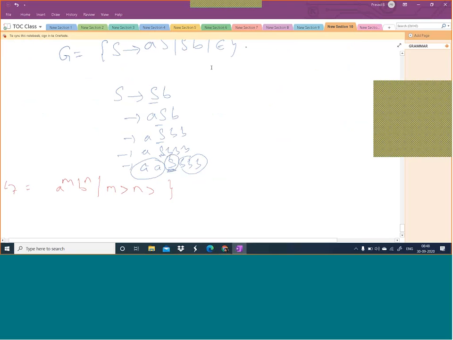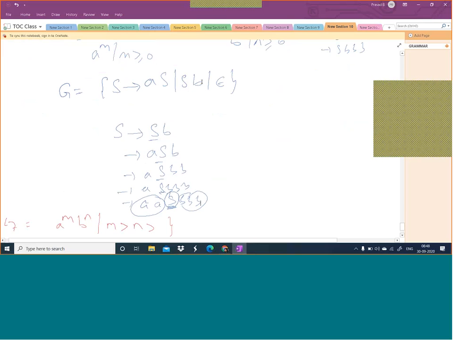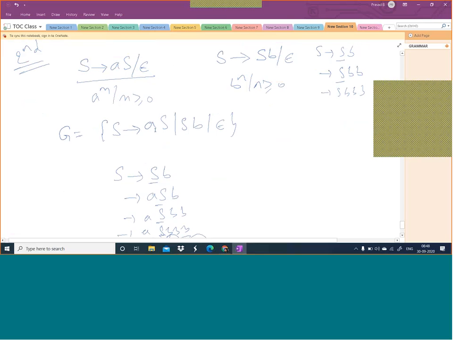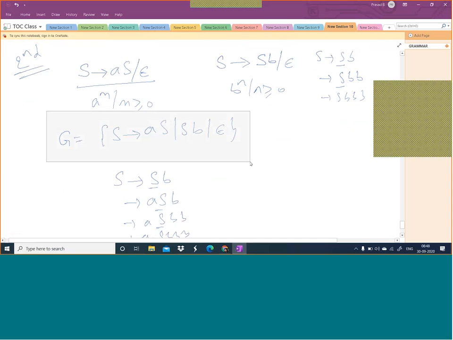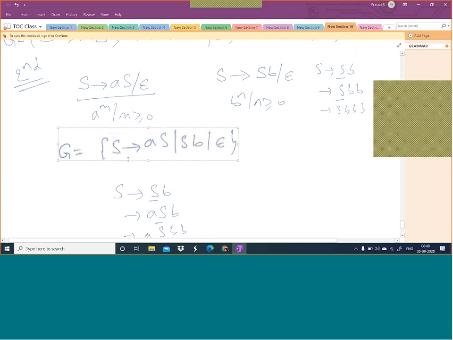So this grammar gives only A's followed by B's. It won't mix any of the A's and B's. So this is perfect. And this is correct. And also this is correct. But here we have used 3 non-terminals, whereas here only 1 non-terminal. Okay. Now copy this one.